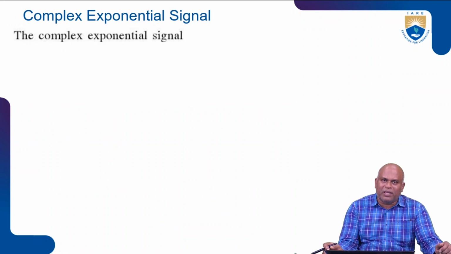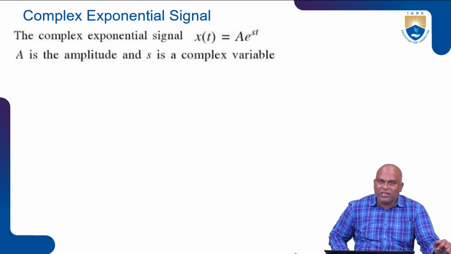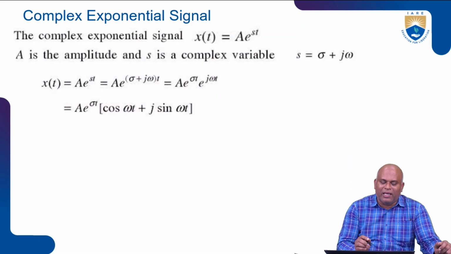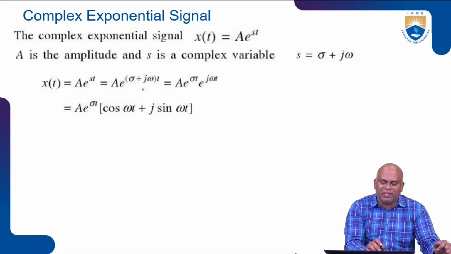Next one is the complex exponential signal. We represent the complex exponential signal as x of t equal to A e power st, where A is the amplitude and s is a complex variable, s equal to sigma plus j omega. Then the mathematical model is x of t equal to A e power st, equal to A e power (sigma plus j omega) t, equal to A e power sigma t times e power j omega t.